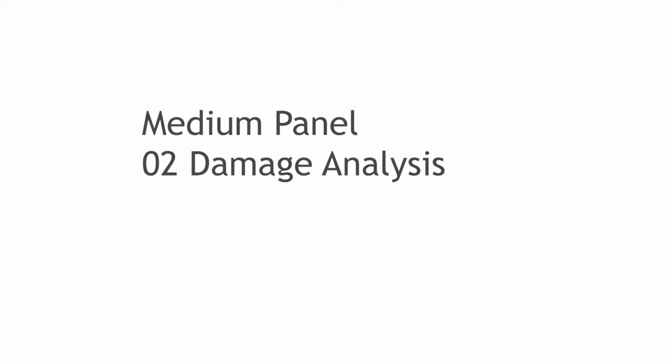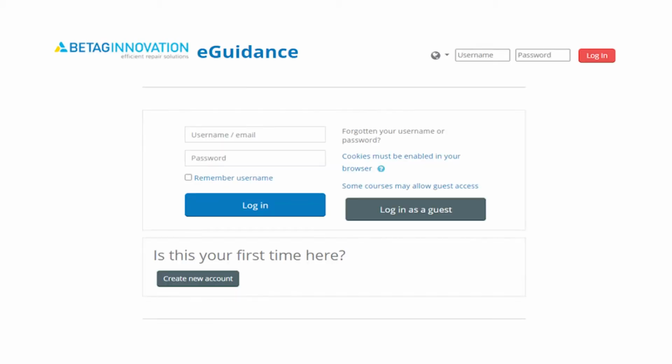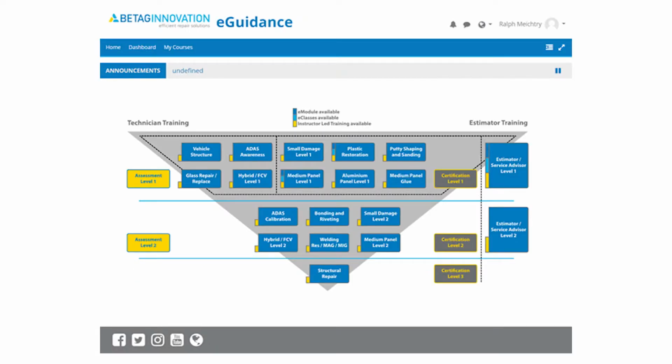The BETAG eGuidance platform has engaging eModules available. Here is how to access damage analysis. Go to betaglc.com and create a new account. Once created, log in and you'll see the available courses on the training pyramid.